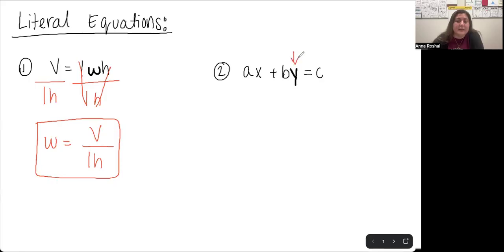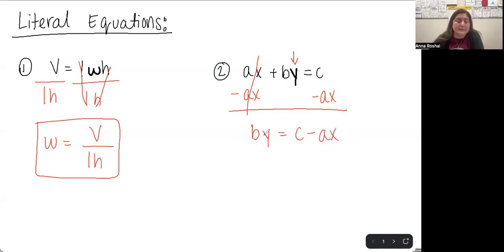In here, I'm looking for y to be by itself. So I'm going to subtract first this ax from both sides. So essentially, I'm solving an equation by removing everything from this y that I want on its own, right? So this will cancel. I'm going to be left with by equals c minus ax.